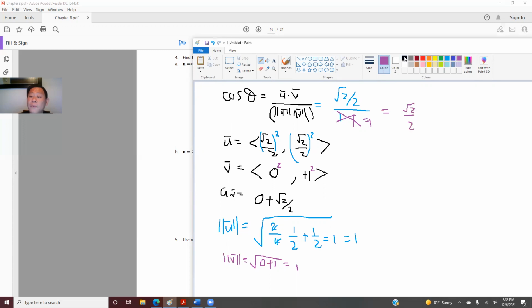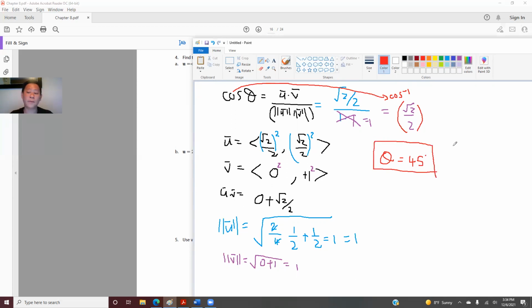But don't forget, we need to move the cosine over because it's solving for theta. So you will get the arc cosine of it. So theta in this case is arc cosine of root 2 over 2. That will be 45 degrees. Okay, so this answer is going to be 45 degrees. So again, just use your calculator. Yeah, arc cosine root 2 over 2 is 45 degrees. So that is your answer in this case.